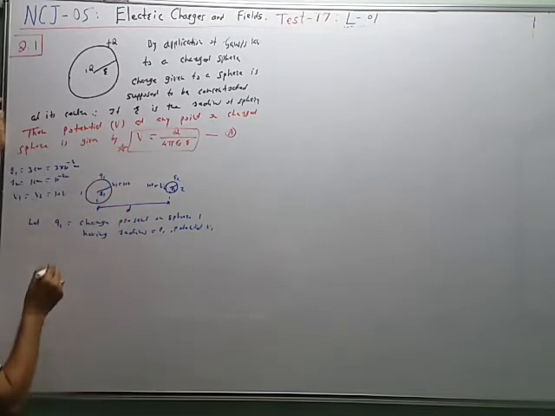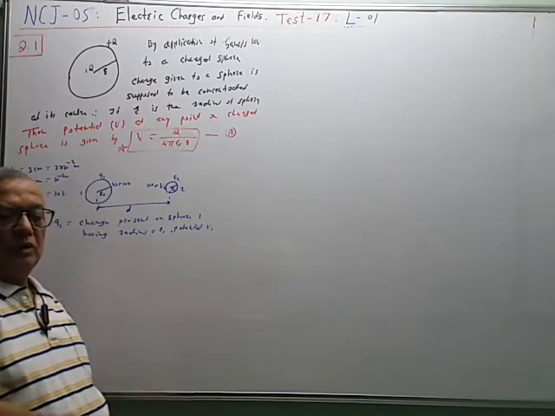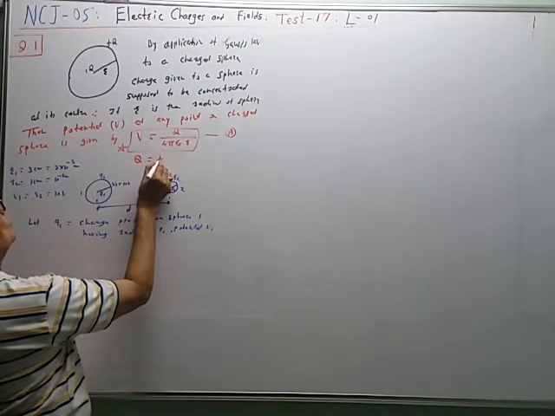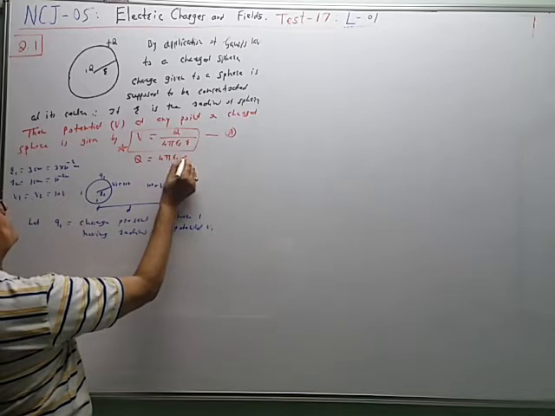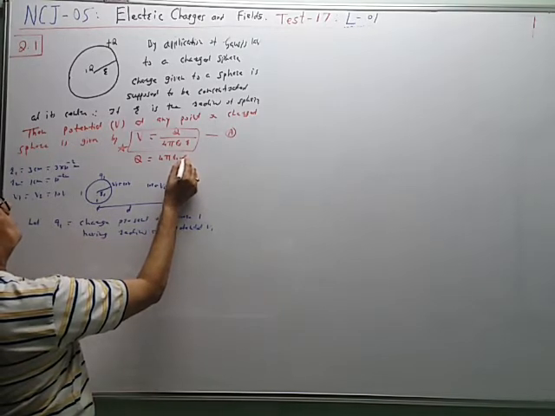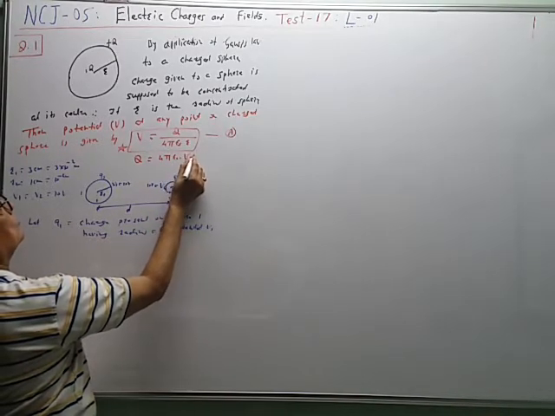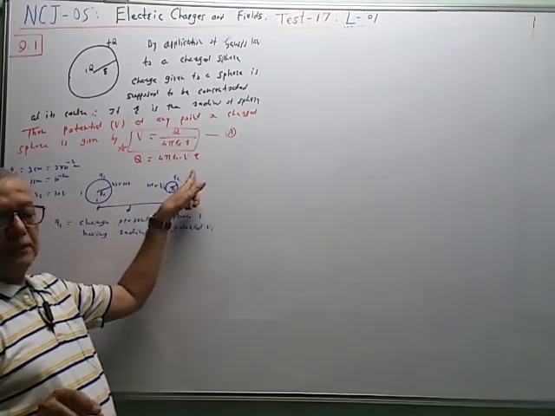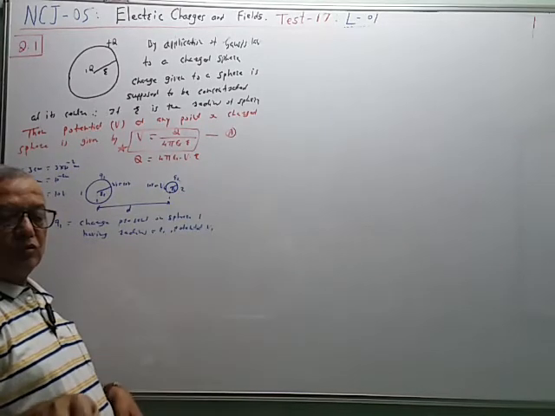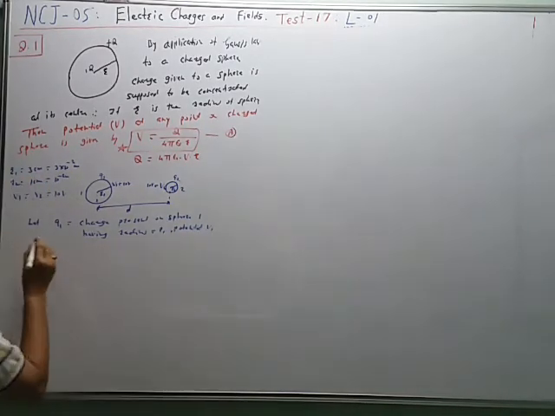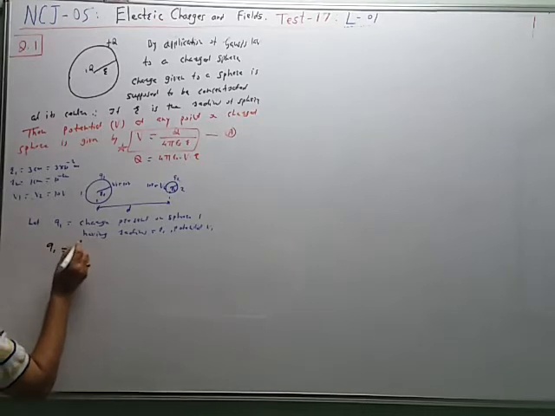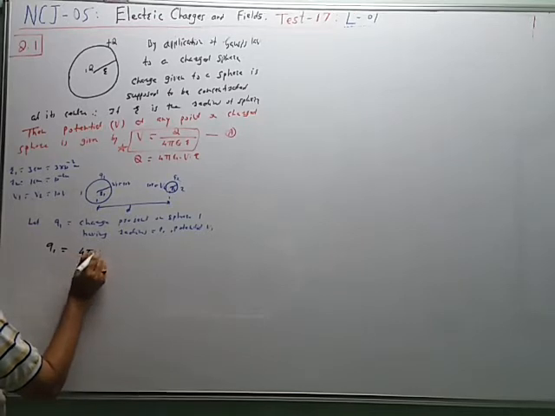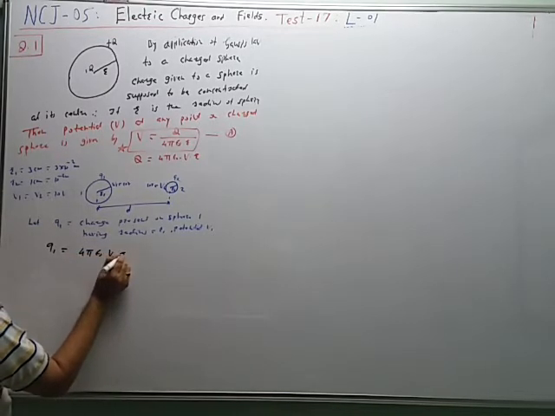Therefore, using this formula gives Q is equal to 4 pi epsilon naught V into R. So we will use this formula. Therefore, Q1 is equal to 4 pi epsilon naught V1 R1.